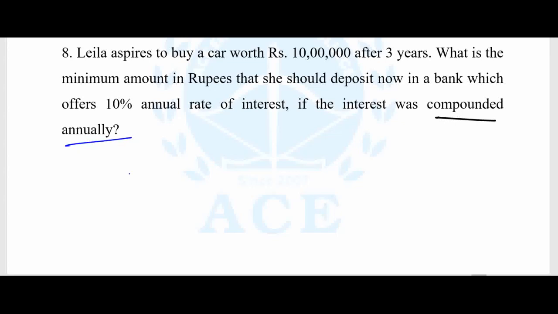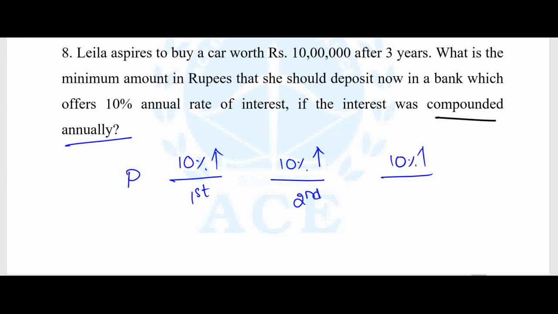Okay, see, now she wants to deposit some amount, P amount, in the bank. First year it is giving 10% interest. Interest will increase your amount. Second year also it is giving 10% interest, increasing 10%. Third year also your amount is increased by 10%. Then it should become 10 lakhs. Now the question is, what is the amount you want to deposit in the bank? Principal value you have to calculate.